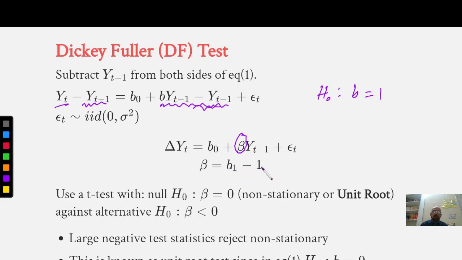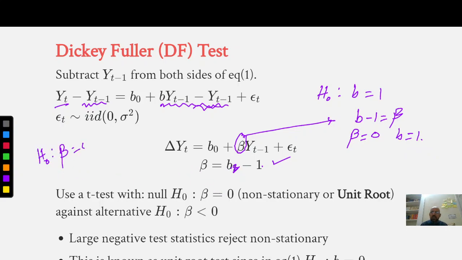So beta is b minus 1. Here we are testing the same thing. b minus 1 is now equal to beta, which means we are testing beta equal to 0, which is the same as b equal to 1. So now our null hypothesis, H naught: beta equal to 0, means the series is non-stationary. The null hypothesis is always non-stationary. And beta less than 0 means the series is stationary.